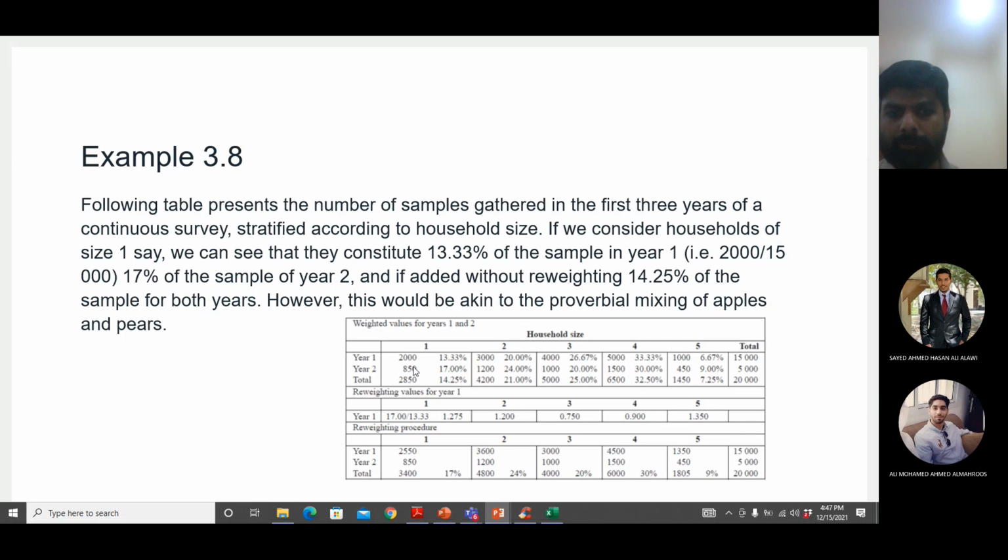If you just simply add them together and then calculate the percentage out of total, it was 14%, which is not representative of year 1 or year 2. But after multiplying with the weighting factor and then adding them together, you will get the same percentage for both the years as you got for year 2.